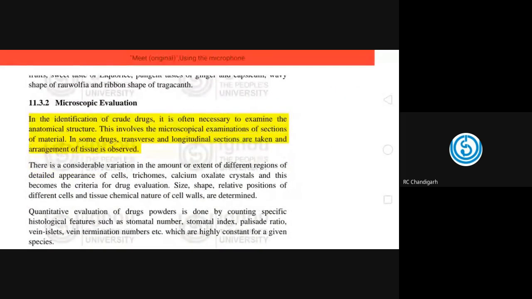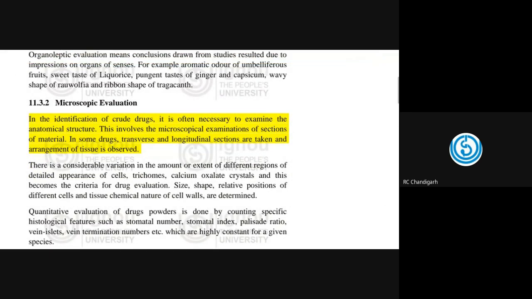Then microscopic evaluation. In the identification of crude drugs, it is often necessary to examine the anatomical structure of that drug. This involves the microscopical examination of sections of material. In some drugs, transverse and longitudinal sections are taken and arrangement of tissue is observed.